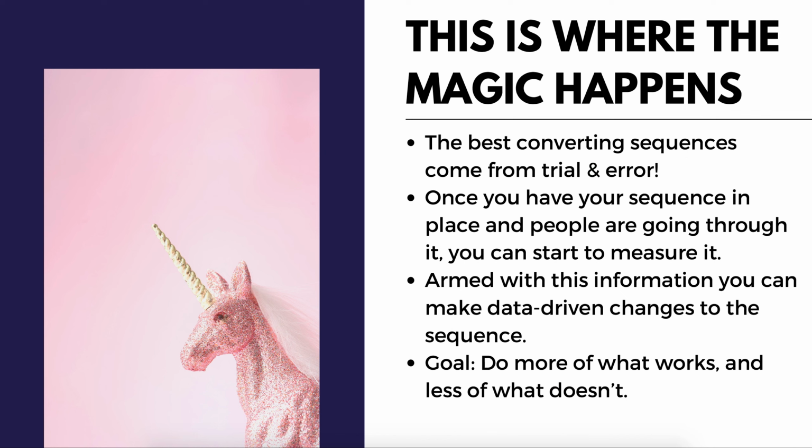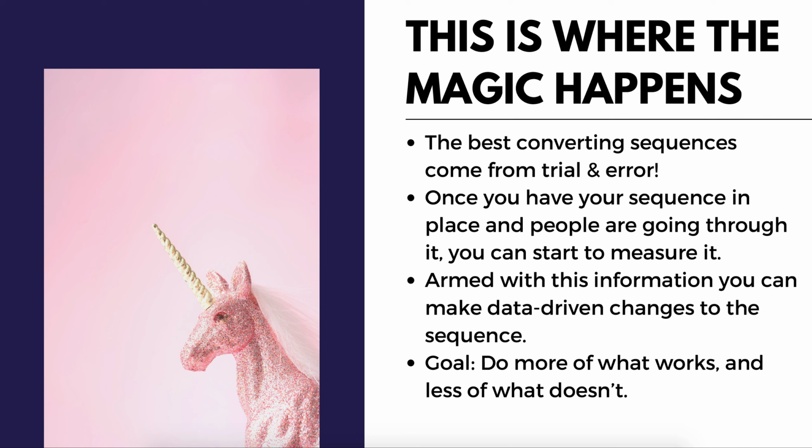This is where the magic happens. And I've got to say, the best converting sequences come from a lot of trial and error. I mean, this is what it takes. And you know this. You know what it's like being a business owner. Think about how much you have changed and evolved over the length of time you've been a business owner. You just get better and better over time. And anything that you're willing to put that effort and energy into, you can cultivate new skills and make it even better. So once you have people actually working their way through your sequence, you can start to measure it.